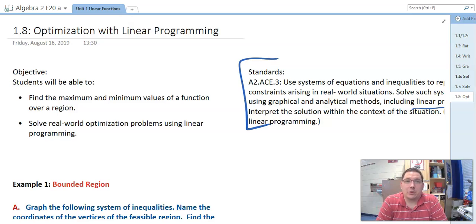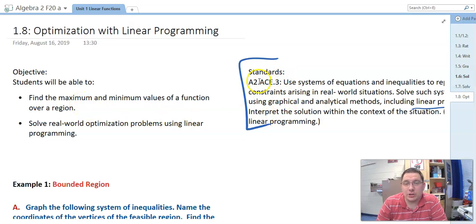Hey there, y'all. Today we're going to look at 1.8. We're going to finish off the second half of this lesson on optimization with linear programming. We're still looking at being able to solve real-world optimization problems using linear programming. We talked about the max and mins of the functions in the first video of this.